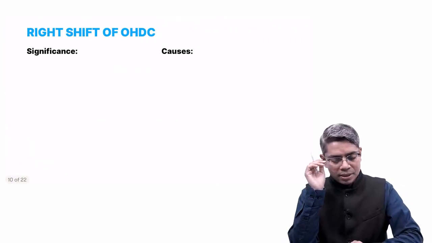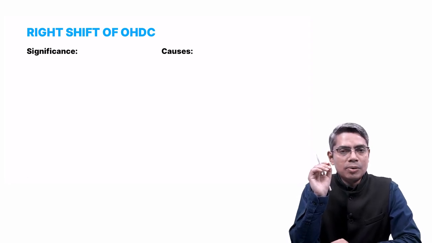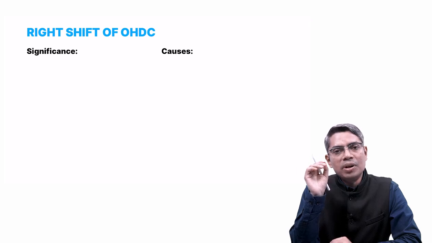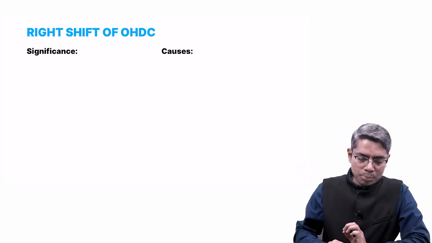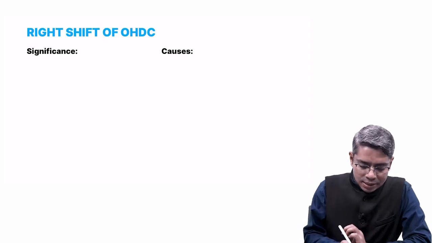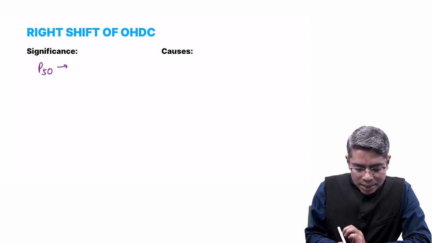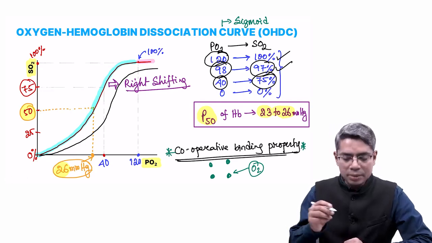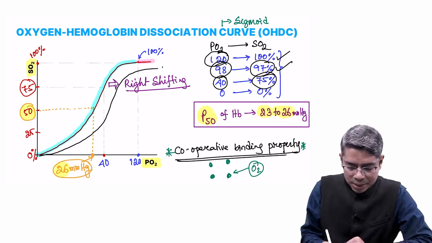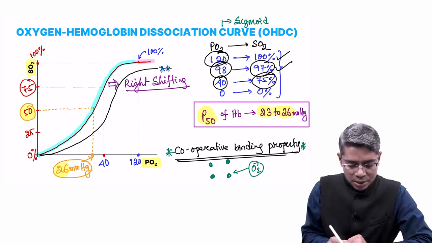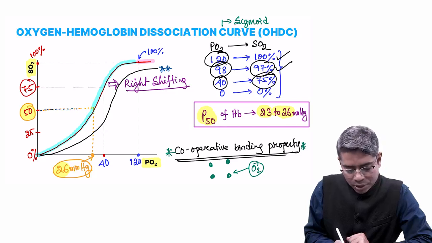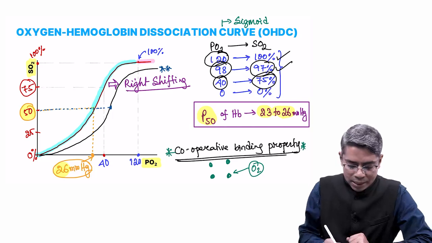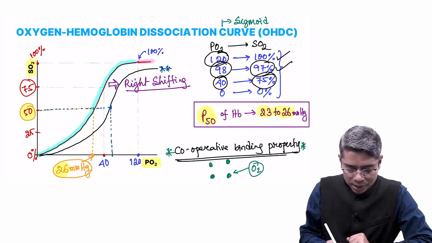Okay, so right sided shifting of the oxygen hemoglobin dissociation curve, right shifting of OHDC. So what is the meaning of this? The meaning of right hand shifting is that there is an increase in P50. So the P50 value of hemoglobin increases. Why? Look, if the curve is shifting to the right hand side, and I ask you to calculate the P50 of the hemoglobin in this right shifted curve, what you have to do is, from the 50% saturation you drop a perpendicular on this shifted curve, and from there you drop another perpendicular on the x-axis.